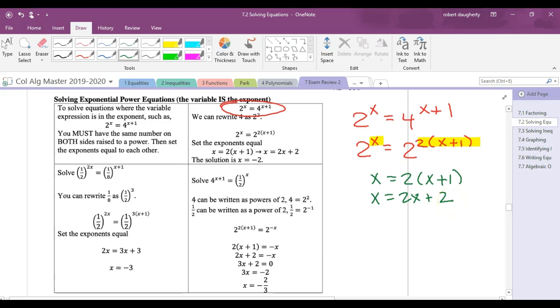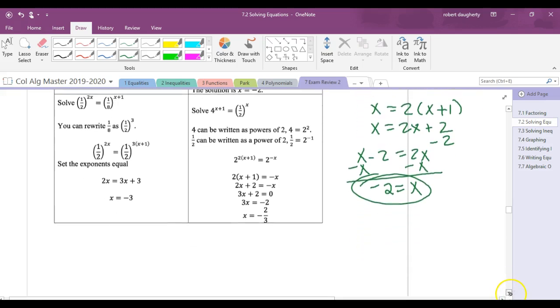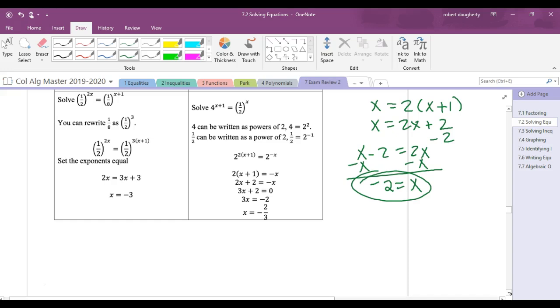And so if I subtract 2 from both sides, I get x minus 2 equal 2x. Subtract x from both sides, and I get negative 2 equals x. So x equals negative 2 in this case. Okay? Now some of these got a little bit more complicated, but you can handle that. So if I look at something like this, 1/2 to the 2x equal 1/8 to the x plus 1.